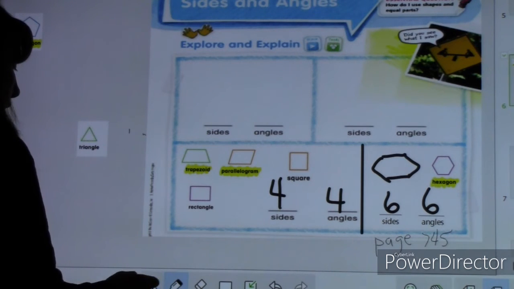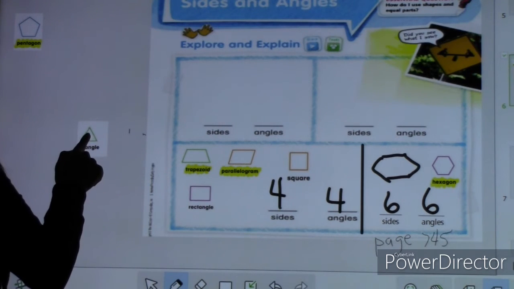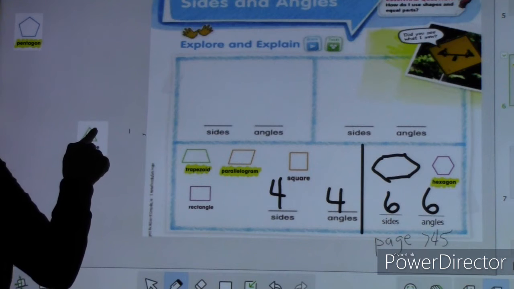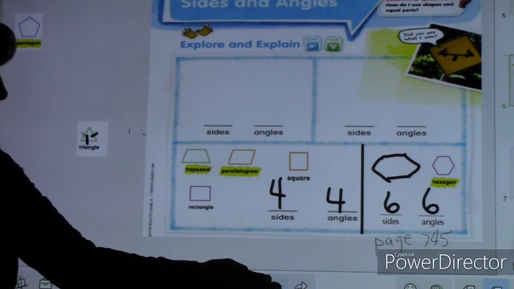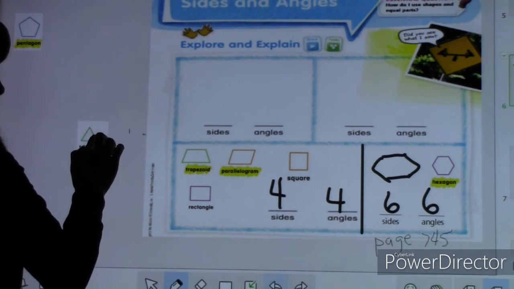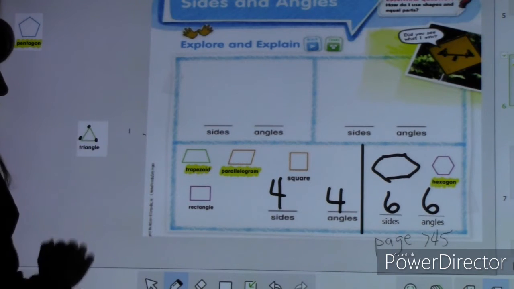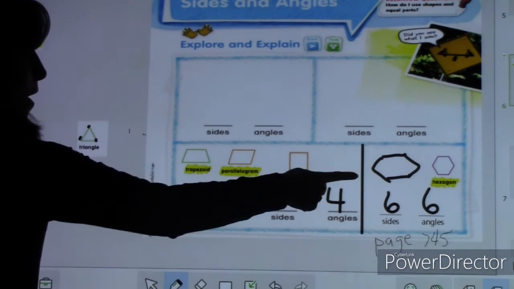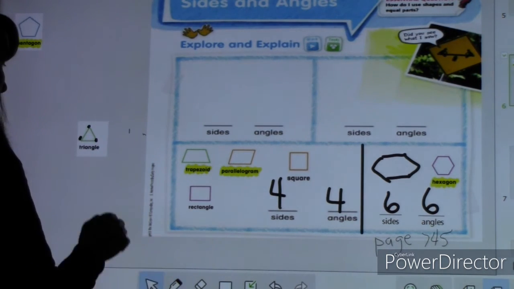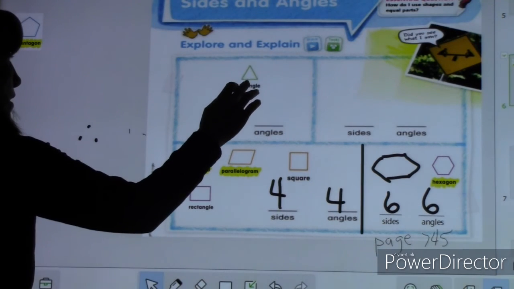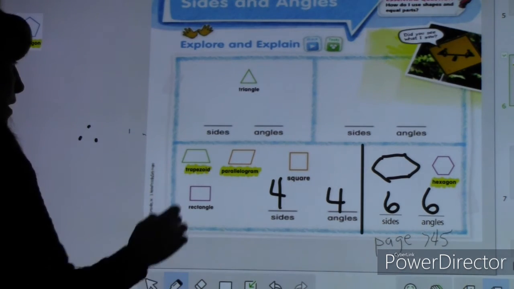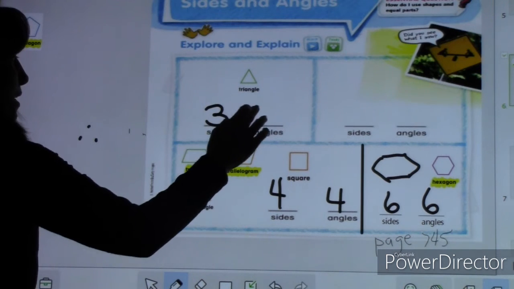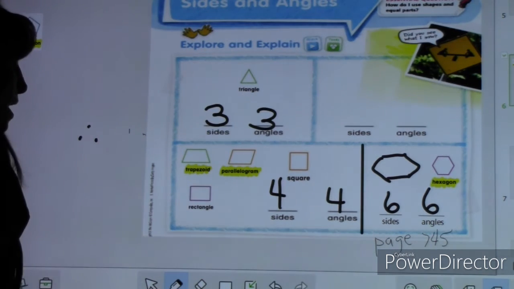We now have a triangle. A triangle has 1, 2, 3 sides, and 1, 2, 3 angles. I don't yet have a box for those, so I'm going to put it in a new box. And I'm going to put down that it has 3 sides and 3 angles.